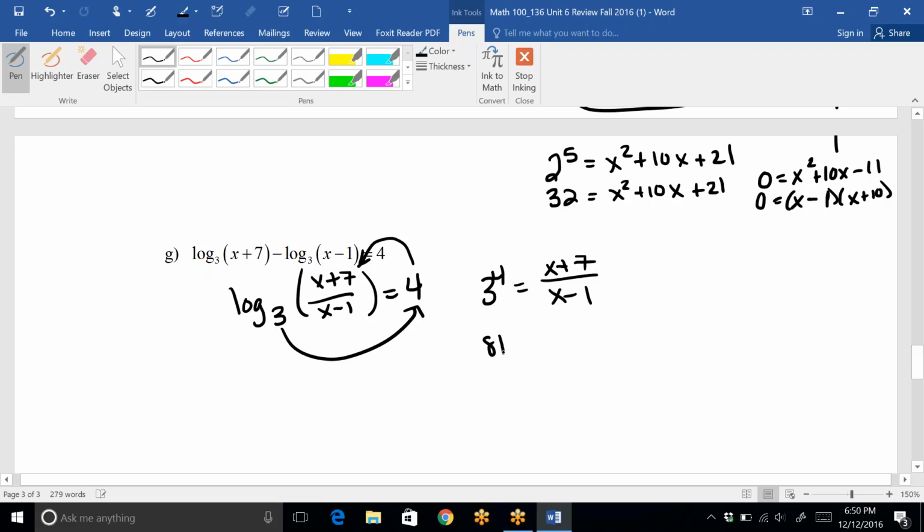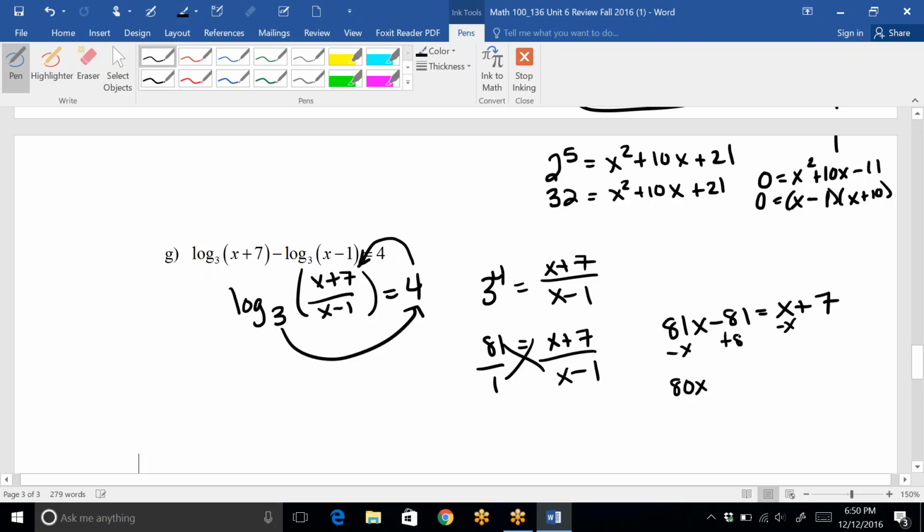3 to the 4th is 81. You can think of that as 81 over 1 if it helps. We cross multiply. So I get 81x minus 81 equals x plus 7, because I multiply this times this and this times this. I would get my x over by subtracting it. Add my 81 over. So that's 88, and I get 88 over 80, or 11 over 10.